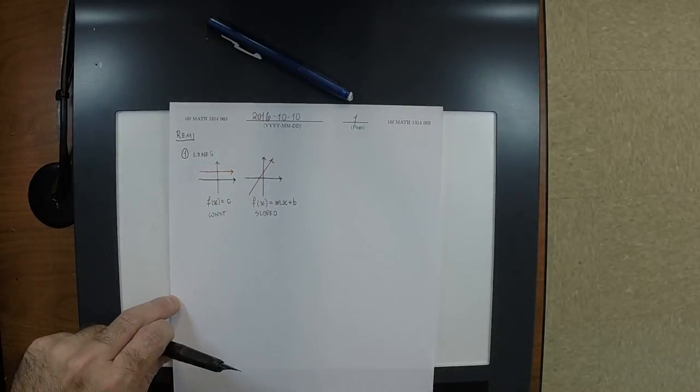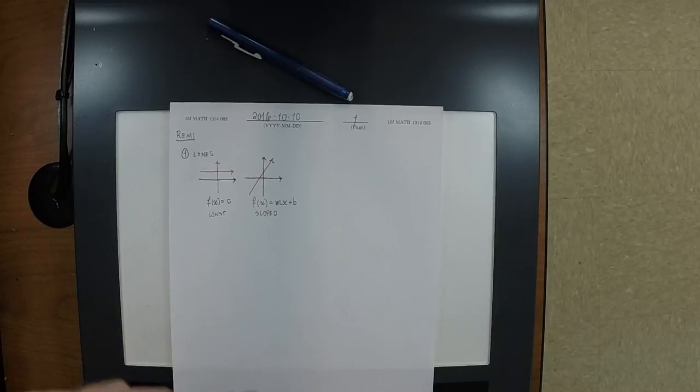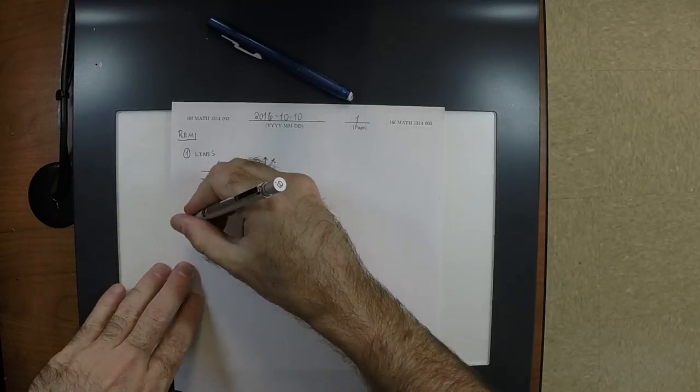Now there's one kind of line that's not represented here. What kind of line is not represented here? The vertical kind. So will I include vertical lines in my list of functions? No. Why not? Wouldn't pass the vertical line test, right? It would intersect with itself infinitely many times, which is too many. Okay.